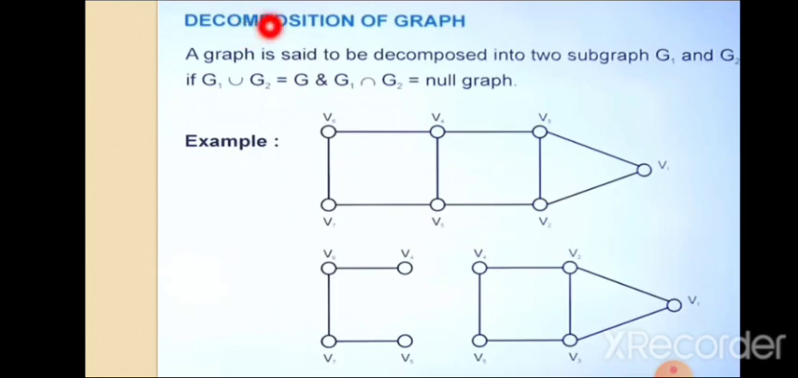Next is decomposition of a graph. A graph is said to be decomposed into two subgraphs G1 and G2 if G1 union G2 is equal to G and G1 intersection G2 is a null graph. That is, if we break the graph in two parts and if we take its union, it should be the same graph. And if we take the intersection of these graphs, then it should be a null graph.